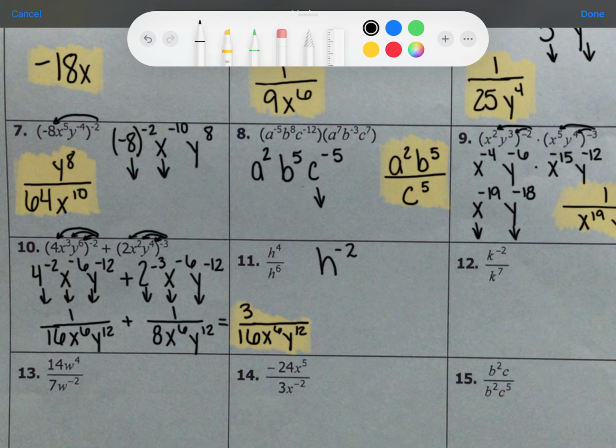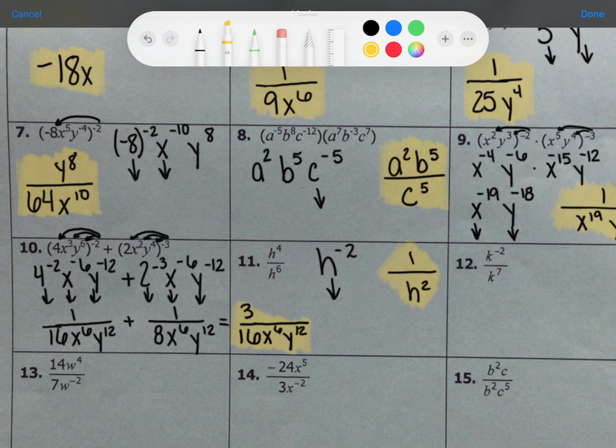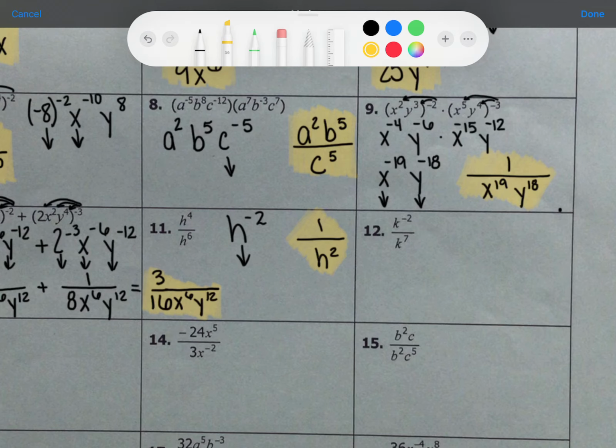Can I have negative exponents? Nope. So I'm going to drop it to the bottom. Draw your fraction bar. H squared goes to the bottom. And then, of course, 1 goes on the top because there was nothing left up there. And there is your answer. Try number 12. Be careful here. You've got negatives as well. So subtract carefully. And then if you end up with a negative, move it to the bottom. I'll wait for you.